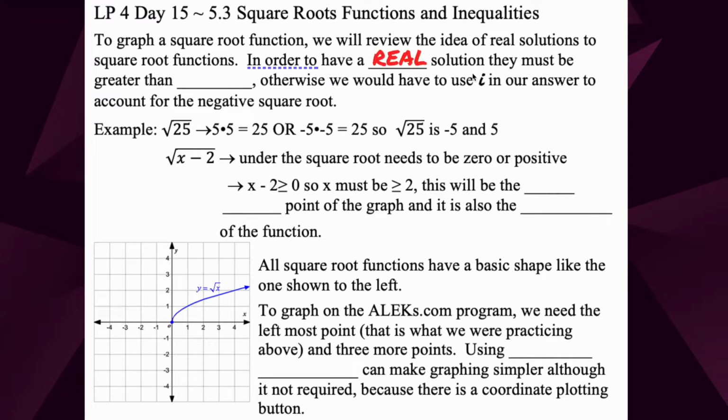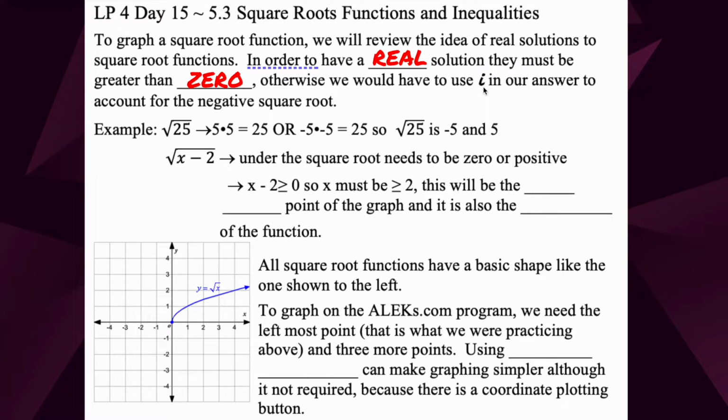functions. In order to have a real solution, they must be greater than 0. Otherwise, we would have to use i, which represents imaginary numbers. That's when we have a negative sign under a square root. Because remember, that's not actually possible, right? Because a square root is a number that was multiplied by itself to get there.